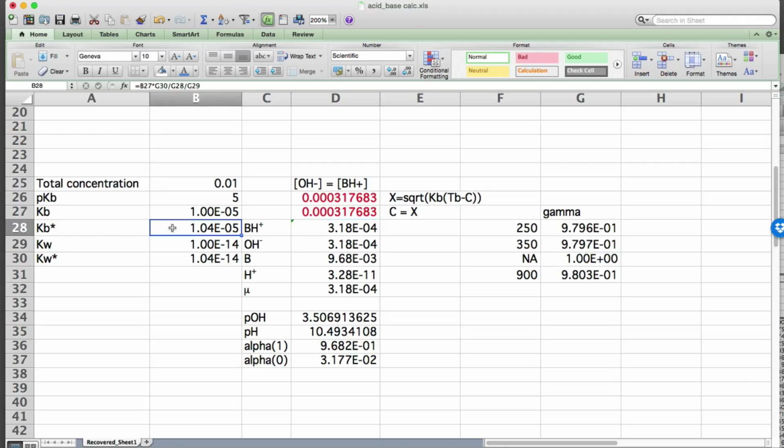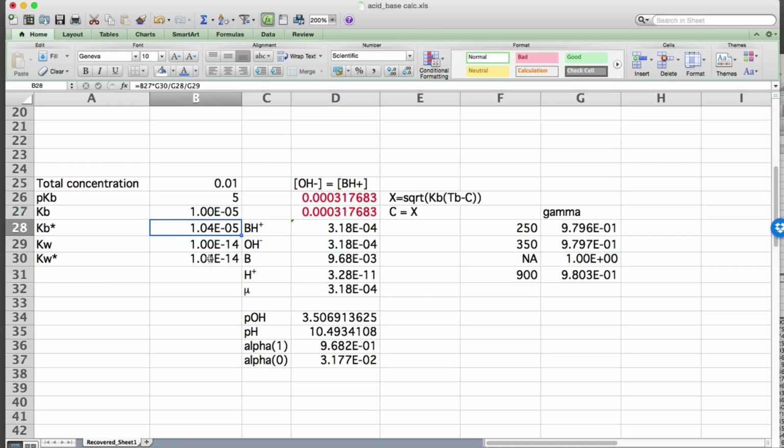So if we click on cell B28, we'll see that B28 is Kb times the activity coefficient of the amine, in this case NH3, so it's just a simple inorganic species, divided by G28, which will be the OH minus activity coefficient, and G29 is the, see, that should be OH minus, there it is, 28 and 29, the activity coefficients of BH plus and OH minus. And notice that the neutral species has an activity coefficient of 1, so that's G30.